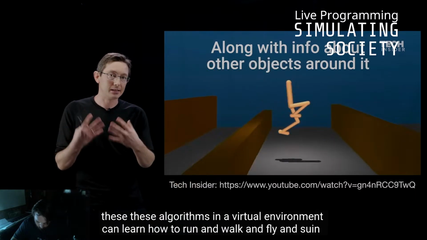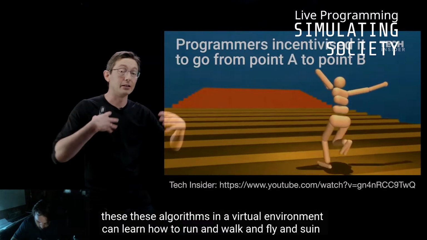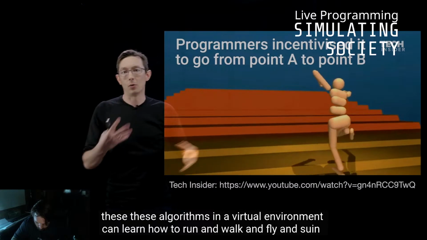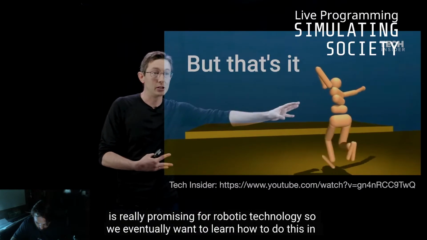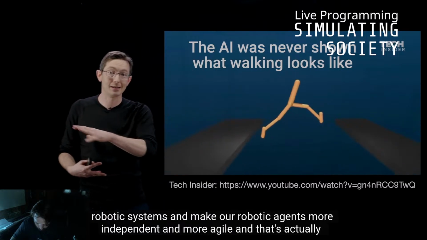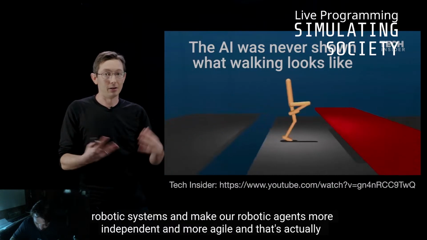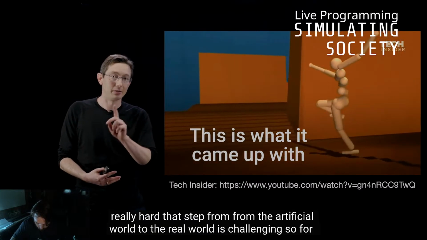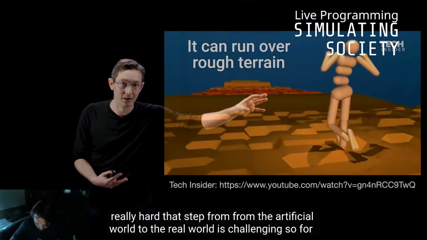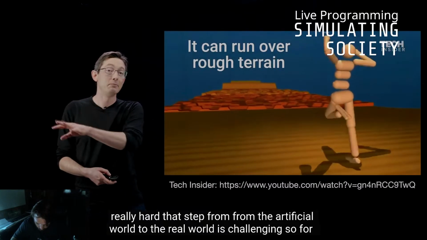And so the fact that these algorithms in a virtual environment can learn how to run and walk and fly and swim is really promising for robotic technology. So we eventually want to learn how to do this in robotic systems and make our robotic agents more independent and more agile. And that's actually really hard. That step from the artificial world to the real world is challenging.